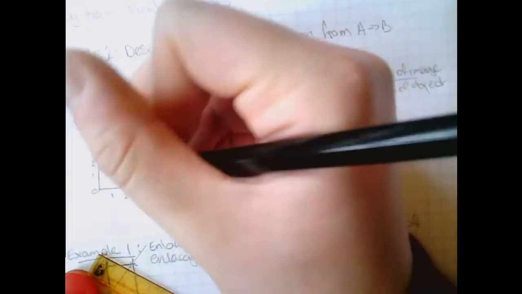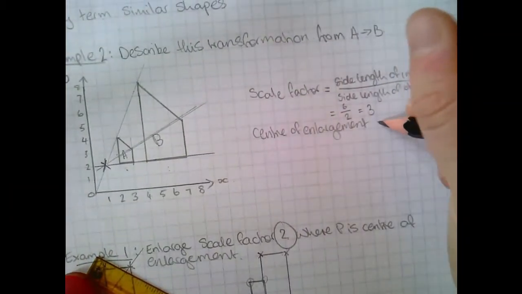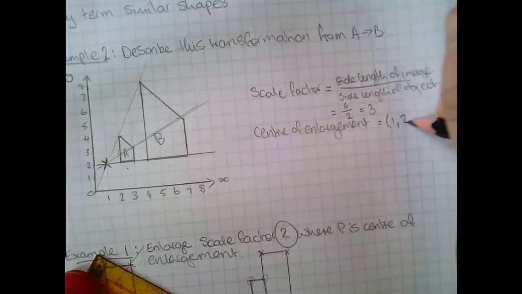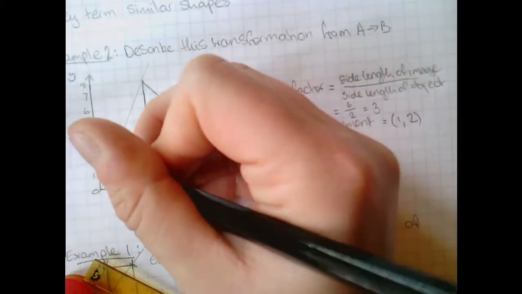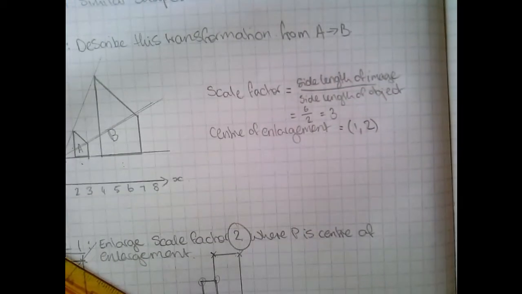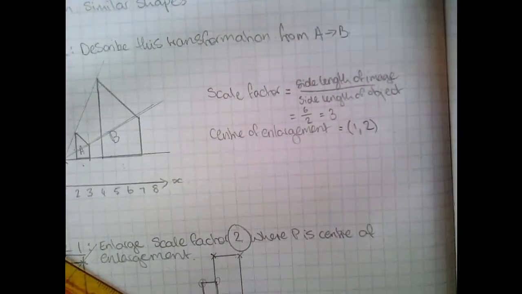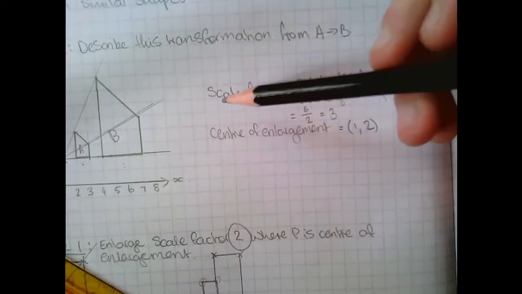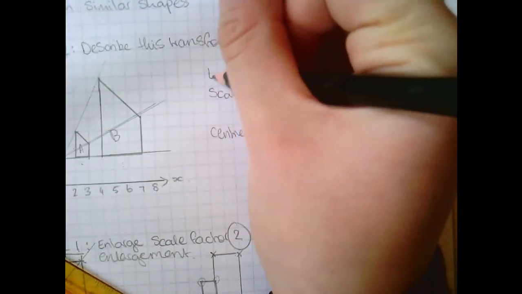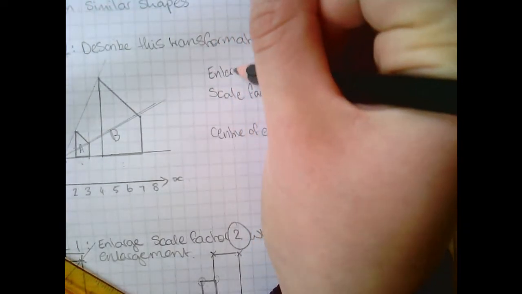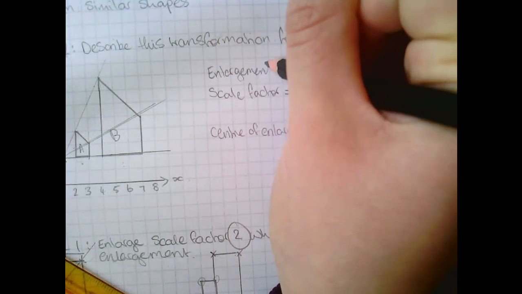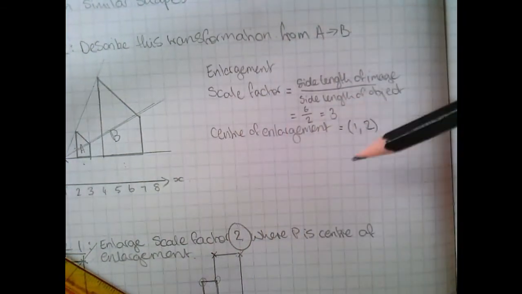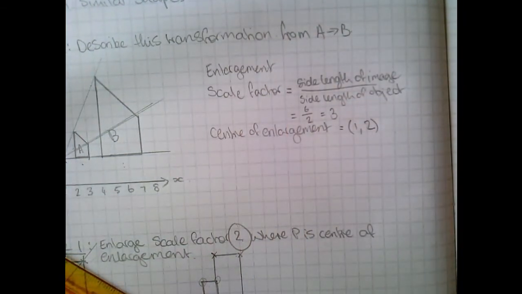Okay, so our centre of enlargement has to be where all of these lines meet. So that's going to be at 1, 2. So 1 in the X, so we've gone along 1 and up 2. So that's 1, 2. Okay, and that is your enlargement. So that is your transformation described. Okay, so that's an enlargement of scale factor 3 and centre of enlargement 1, 2.